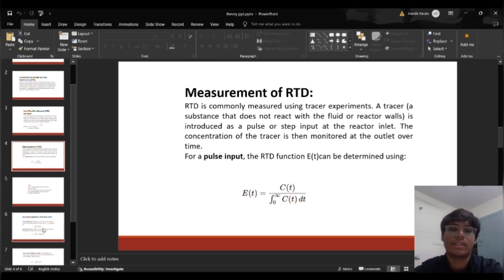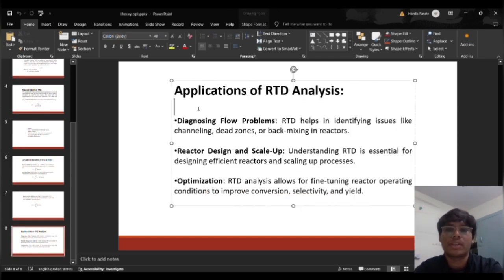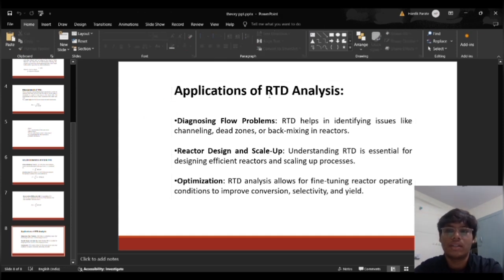So now let's discuss the practical applications of RTD analysis. So why do we put in this much effort to find RTD? Understanding RTD is incredibly useful for optimizing reactor performance. For example, number one, diagnosing flow issues. By analyzing the RTD curve, engineers can detect problems like dead zones, areas where fluid stagnates, or channeling, where the fluid takes a shortcut through the reactor.